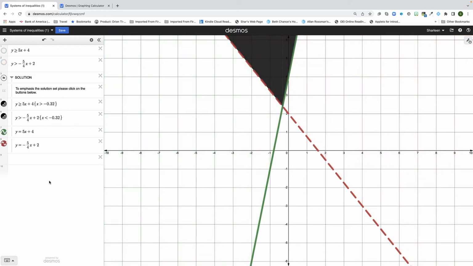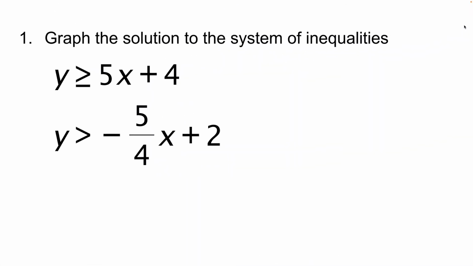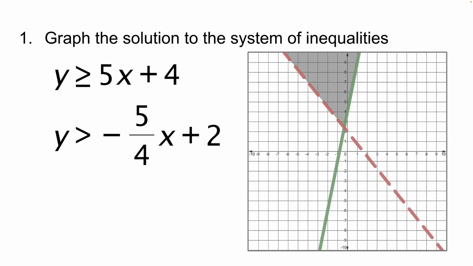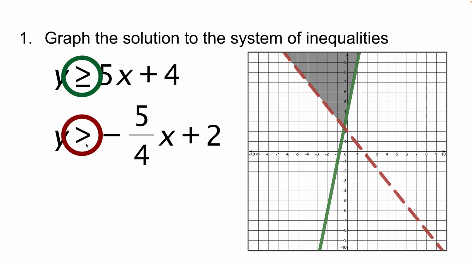Our final answer would be just the two lines, one of them solid, one of them dashed, along with this shaded area. So our solution to this system of inequalities are the two lines. The first one, we had a solid line because of the greater than or equal to symbol. The second one was a dashed line because of the strict inequality. And the shaded area, which was the upper triangular area, that was our solution because that's where the two areas overlapped.